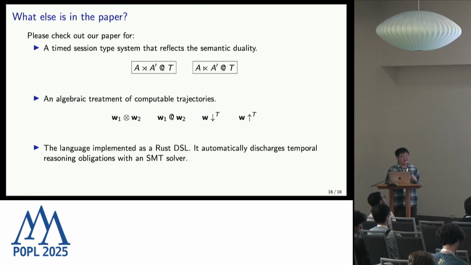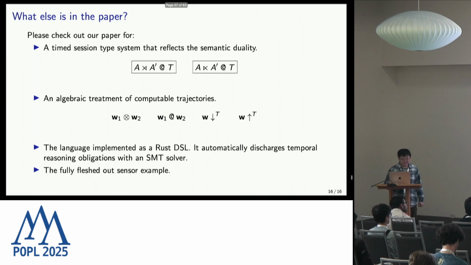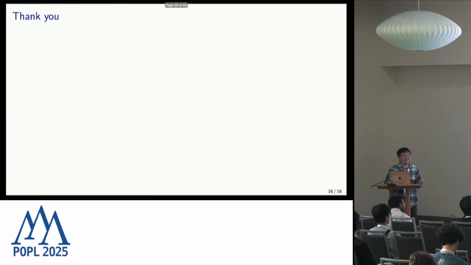And finally, we have a DSL implemented in Rust. We have a lot of timing constraints to discharge, and we discharge them with SMT. This works pretty surprisingly well, I will say. And we have, like I said, the full-fledged sensor example in the paper. Thank you.